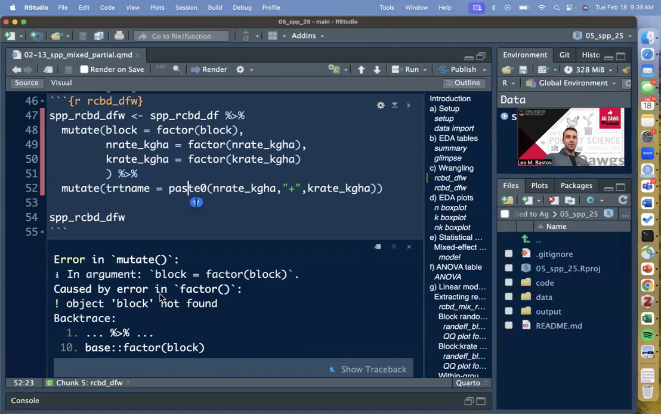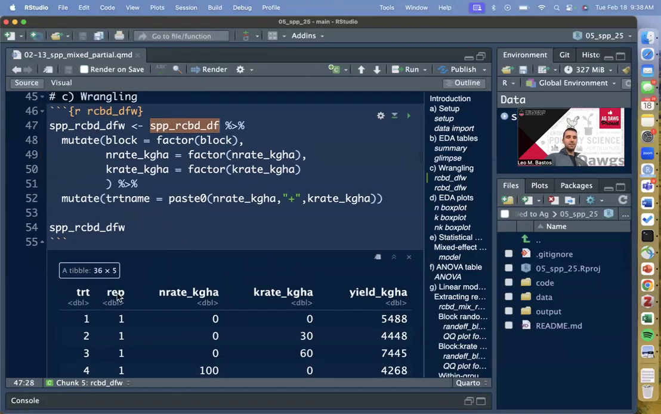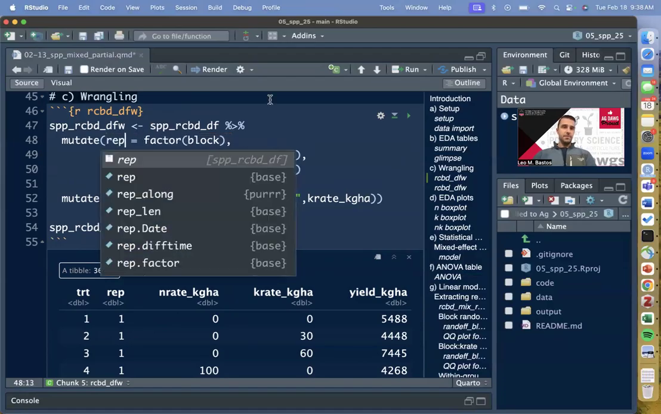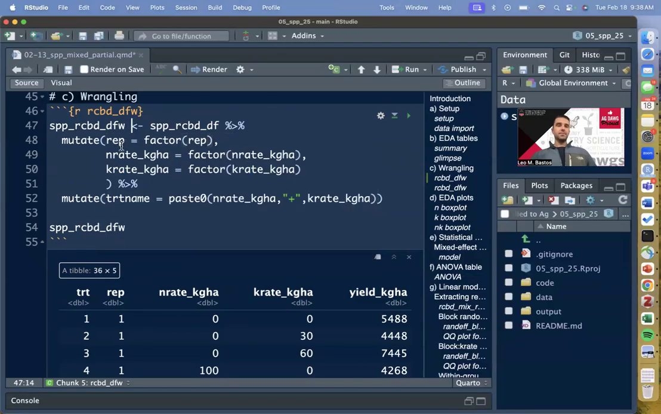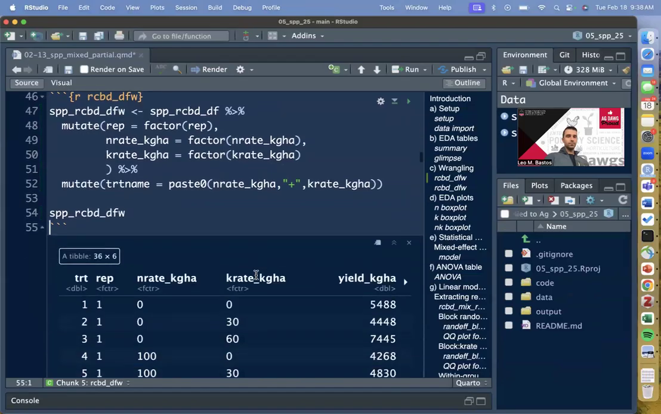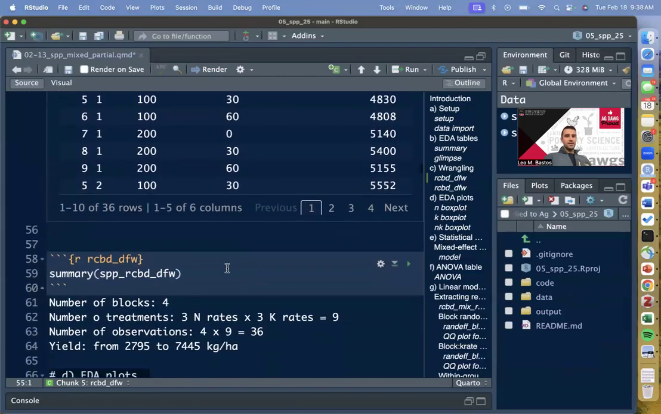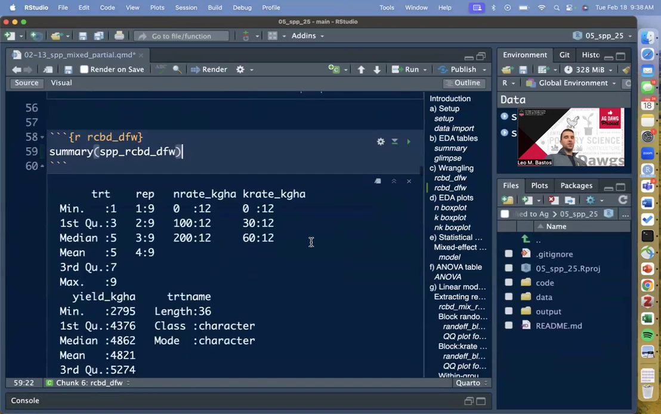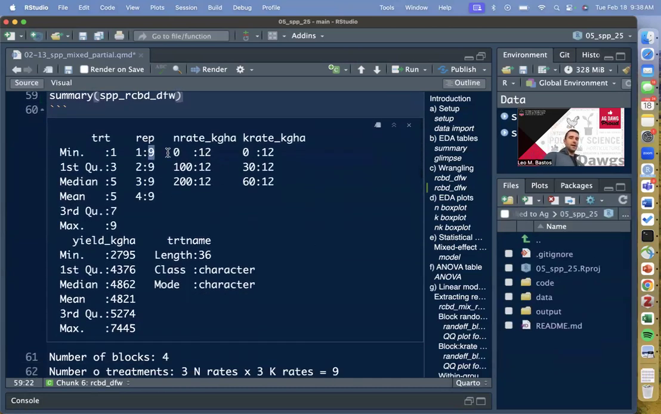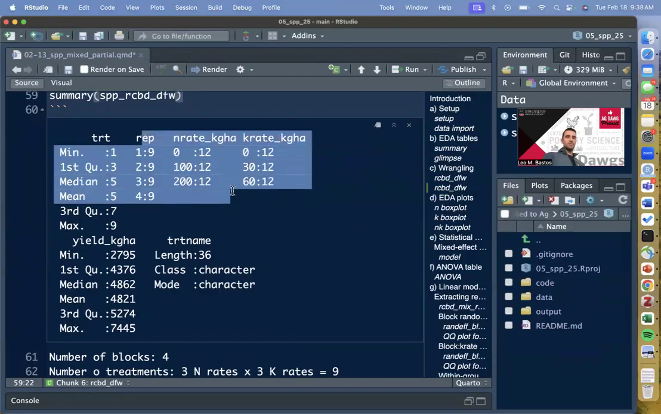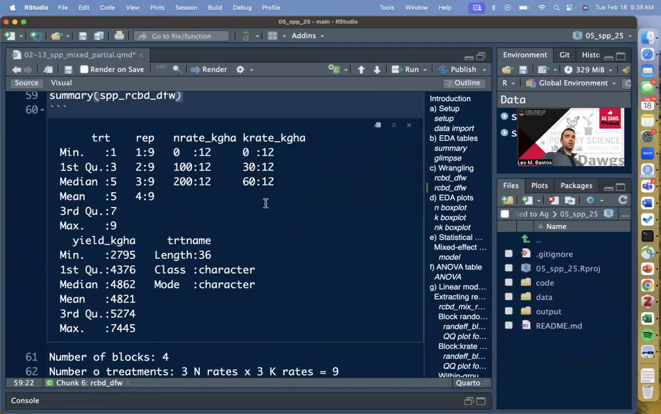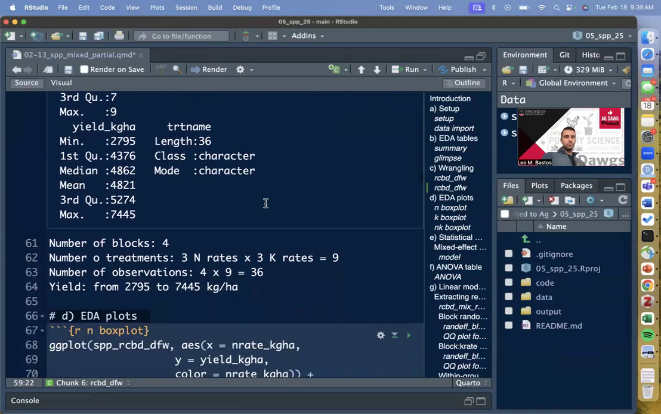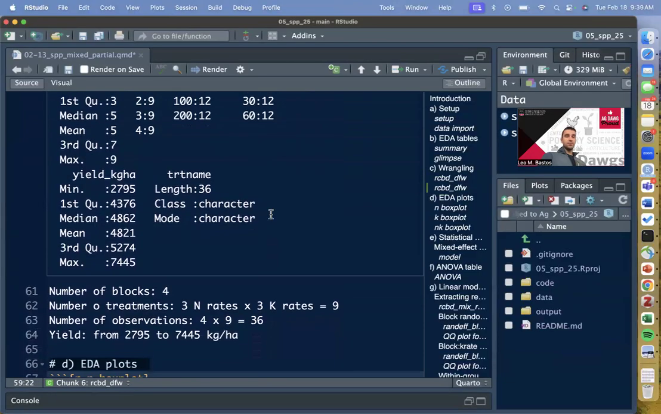So we look at the error message, it says object block not found. If we just print the incoming data set, we see that the column is actually called rep instead of block. So we just change rep both before and after the equal sign, and then that should work. I'll get another summary now that we changed some of the variables, so we can see rep and potassium rate have been changed to factor. We don't get a statistical summary for them anymore, and so that's what we were looking for.